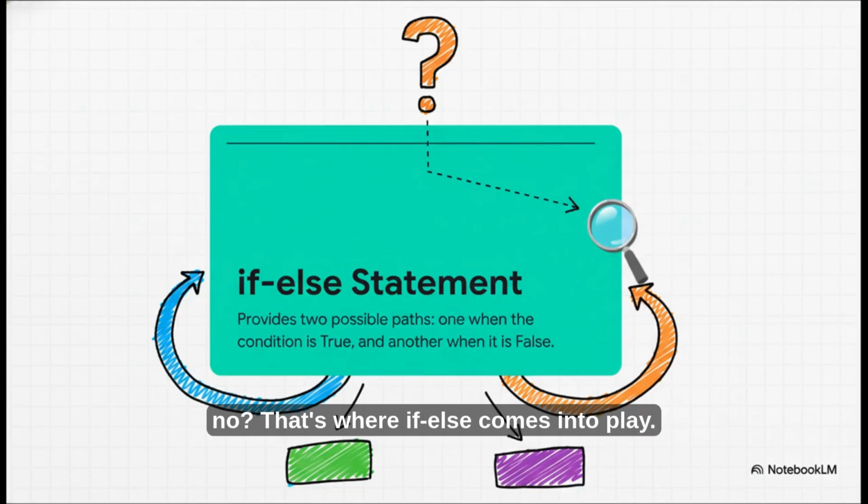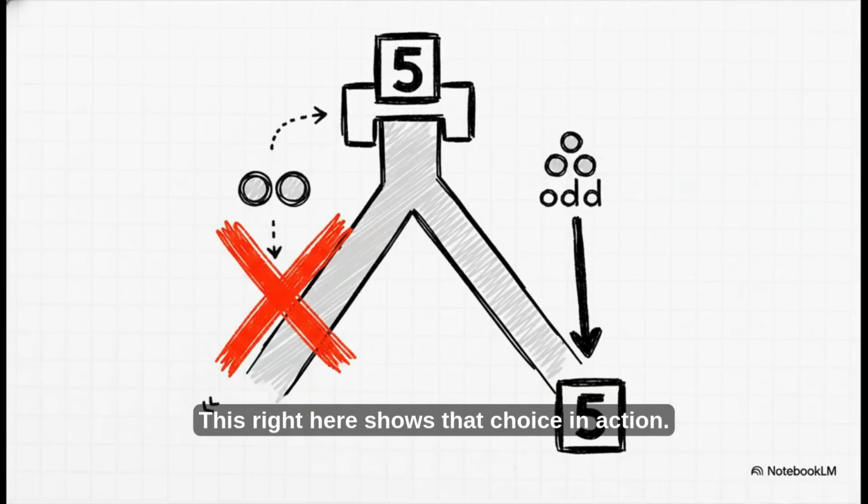That's where if-else comes into play. It gives you a fork in the road. If the condition is true, you go one way. But if it's false, you've got an alternative path. No matter what, something happens. This right here shows that choice in action.